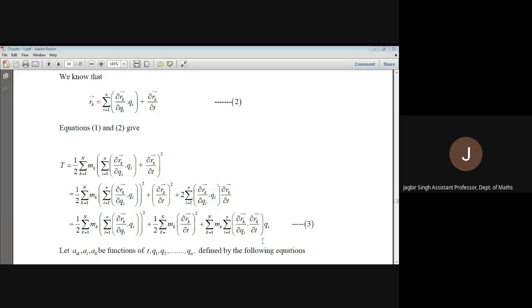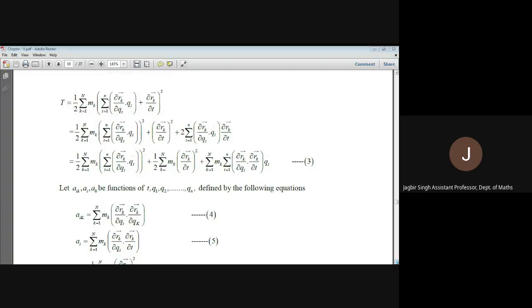Now multiplying by half, the next term is half summation k from 1 to capital N, mk, and summation i from 1 to n, curly rk by curly qi, qi dot, whole square, plus half summation k from 1 to capital N, mk, curly rk by curly t, whole square, plus the third one, where 2 is cancelled, summation k from 1 to capital N, mk, summation i from 1 to n, curly rk by curly qi, qi dot, curly rk by curly t. Okay, now what we did basically, before writing equation number 4, let's see equation number 3.